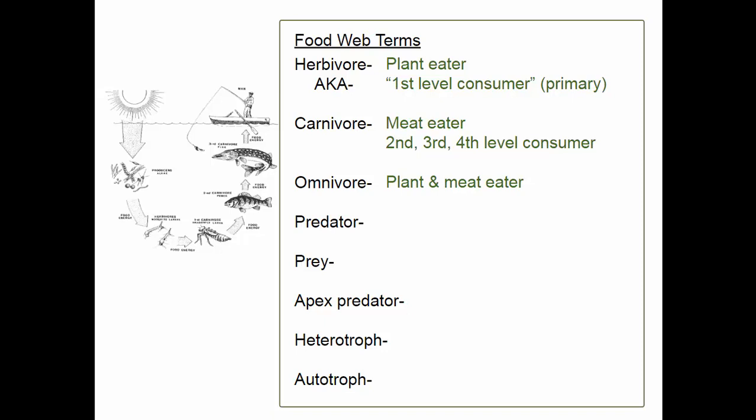When we talk about energy flow, we talk about predator-prey relationships. Predator being the hunter, prey being the food, the hunted.